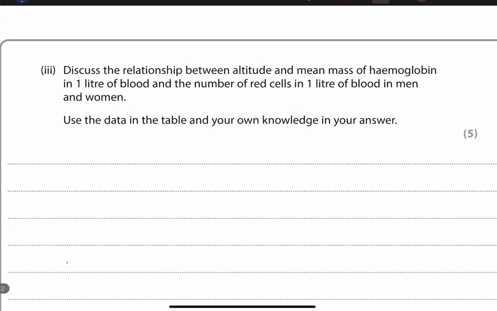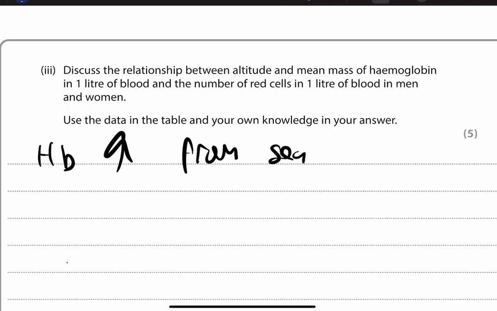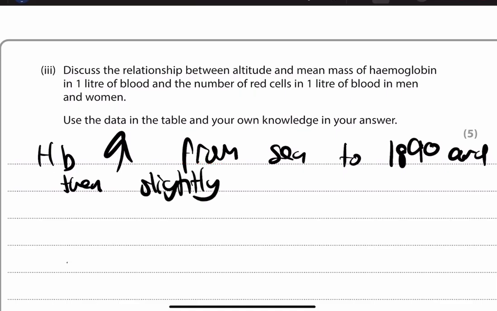So what will we write? Well, we can say that our hemoglobin increases from sea level to 1890, and then slightly decreases, or plateaus, right? Yeah, we'll say slightly decreases. We'll be consistent. Okay, slightly decreases.